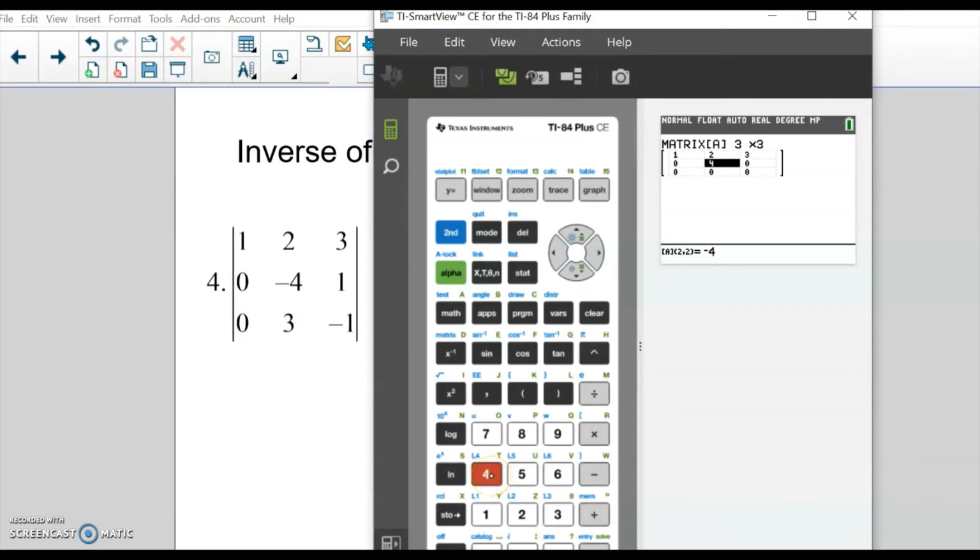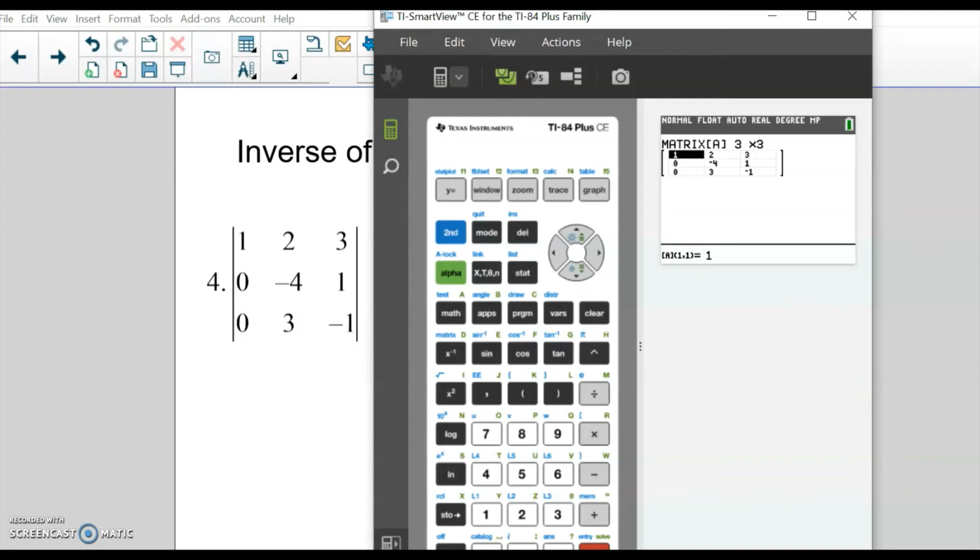negative 4. And it's important here to use the negative button, don't use the subtraction button. If you use subtraction, it won't work. It'll give you an error. So 1, enter, 0, enter, 3, enter, make sure you hit that enter button, and negative 1. Alright, there we have the matrix in the calculator.